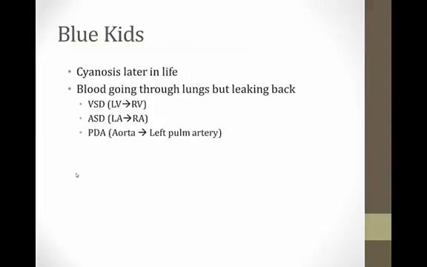So now let's talk about blue kids. The 5 T's cause blue babies, but blue kids are children who are born with a heart defect that doesn't cause cyanosis until later in life. So what happens to cause cyanosis in these conditions is that blood goes through the lungs but then leaks back to the right ventricle. Initially, this will be tolerated by the body. The right ventricle will just work harder. But as time goes on, the right ventricle can hypertrophy and start pumping blood from the right side of the heart to the left side of the heart. That's called Eisenmenger syndrome, and we'll talk a little bit more about that in a minute.